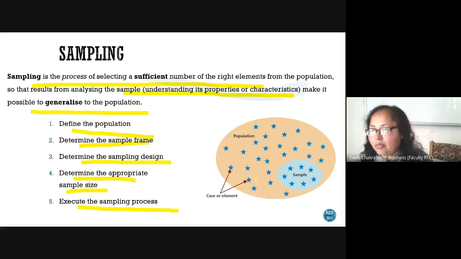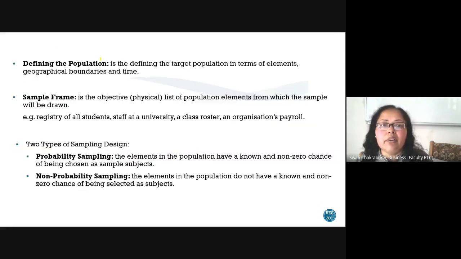So this is the entire population, and this is a sample. A case or element means a member of the population. Defining the population means defining the target population in terms of elements, geographical boundaries, and time. The sample frame is the objective list of population elements from which the sample will be drawn, for example, a registry of all students and staff at a university.